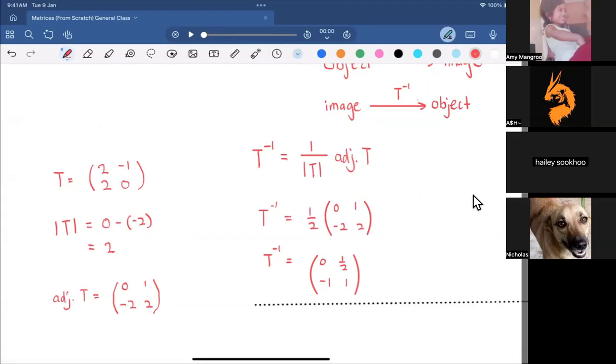Well, I want to see it. Nicholas, you made a mistake too. A half by 1 isn't 1. And a half by minus 2 isn't minus 2. And a half by 2 isn't 2. Yeah. So fix that. It will be 0, a half, minus 1, 1.